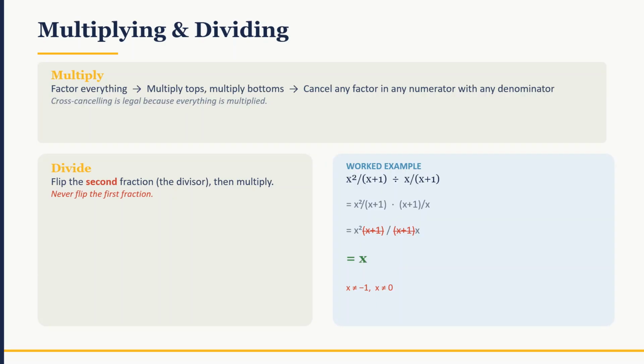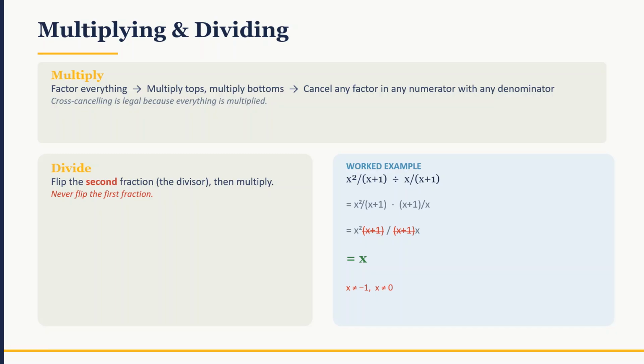Multiplying rational expressions. Factor everything first. Multiply numerators together, multiply denominators together, then cancel any factor that appears in any numerator and any denominator. Cross-canceling is fine because everything is being multiplied. Dividing. Flip the second fraction, the divisor, the one after the division sign, and multiply. Never flip the first fraction. That is a common error.